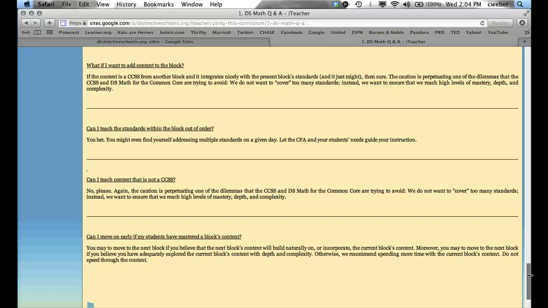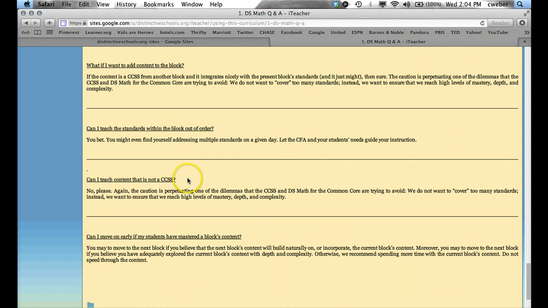It makes sense. Now, the caution is your goal in each of the blocks is for students to demonstrate mastery of the content in that block. So what we don't want to do is rush. What we don't want to do is sacrifice depth and complexity so we get through stuff faster. So be cautious.